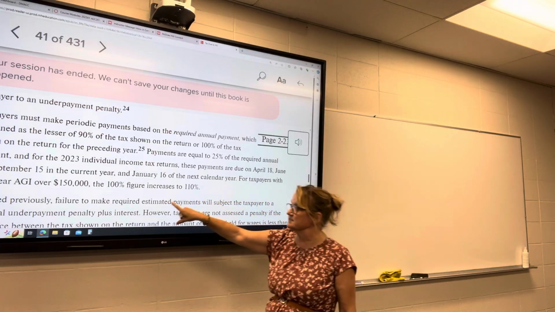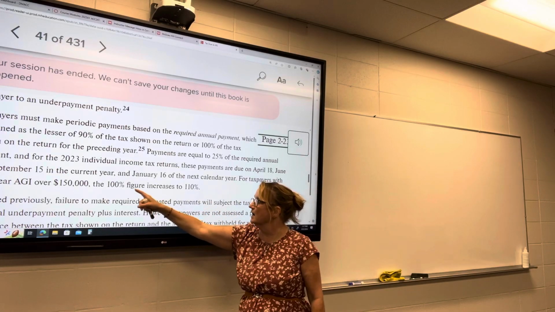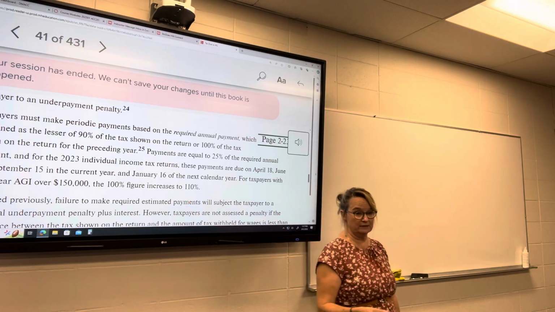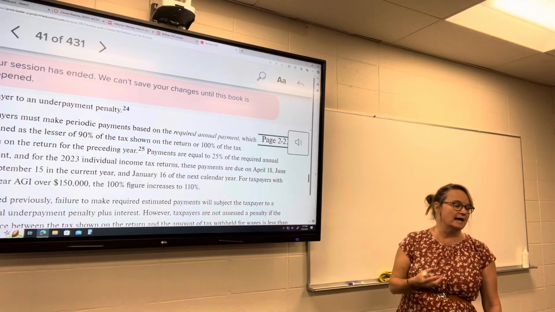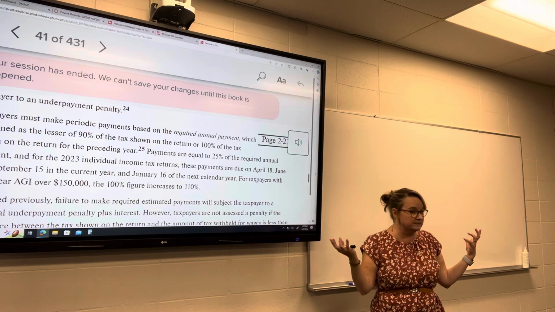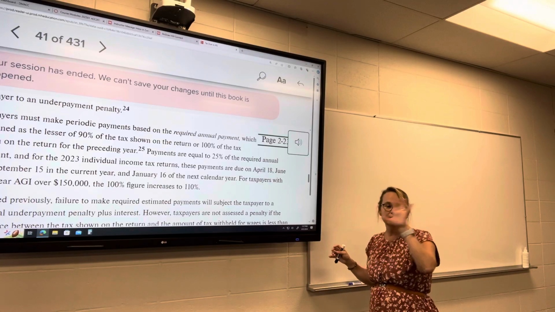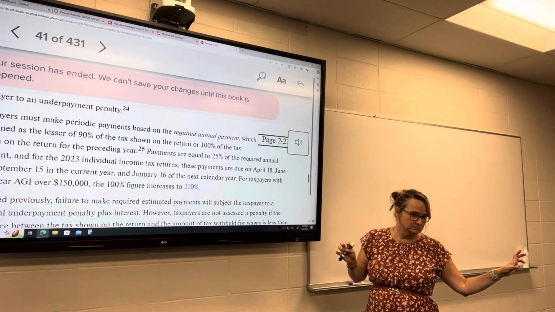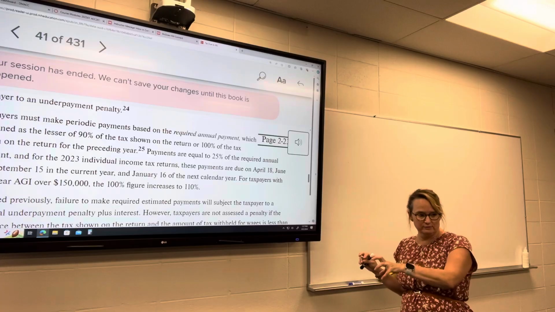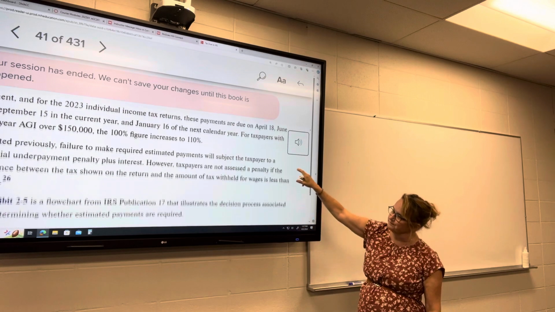If the taxpayer has an AGI over $150,000, the safe harbor changes. It has to be at least 100% of this year's tax due, or 110% of what you owed last year. Essentially what this does is it allows taxpayers, if you got surprise money you weren't expecting, or you just didn't plan for, to estimate based on what you did last year rather than this unexpected amount this year. So, and again, it's the lesser of whichever two those are.